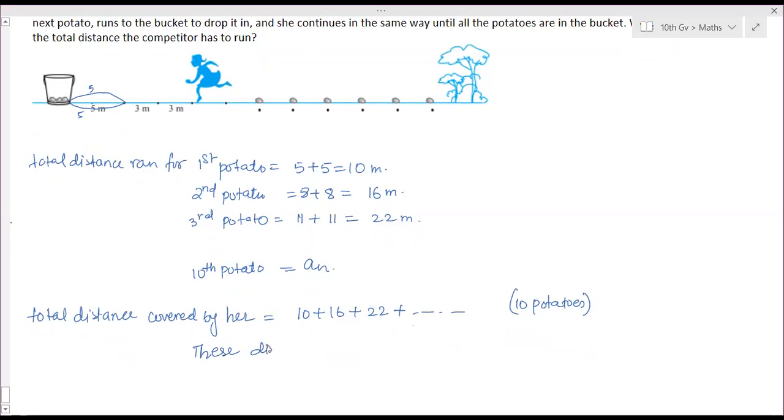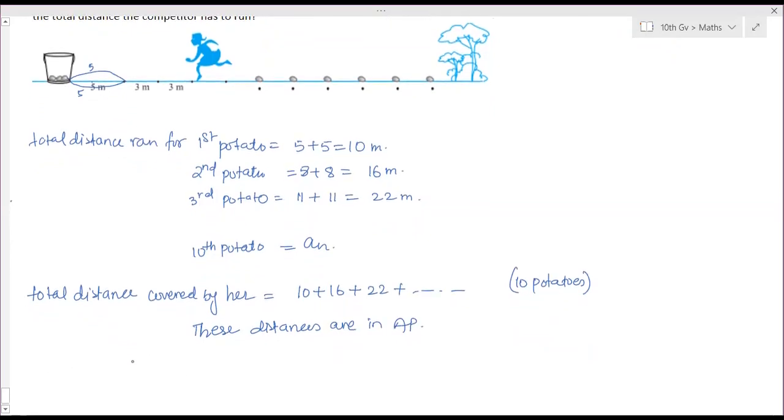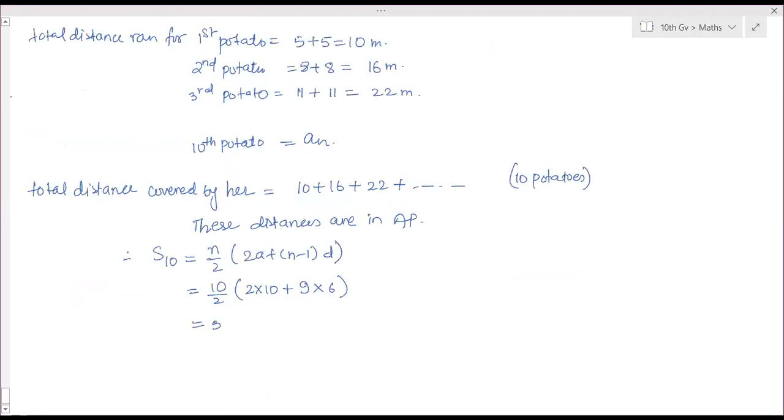These distances are in AP because the difference is 6. So therefore S10 is equal to n by 2 into 2a plus n minus 1 into d. n is 10 by 2, 2 into 10 plus 9 into difference 6. 5 into 20 plus 54, that is 74 into 5, 370 meters.